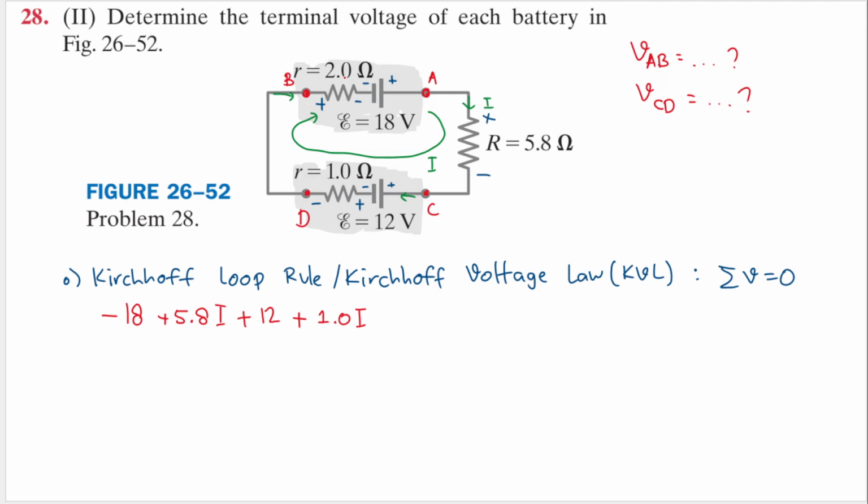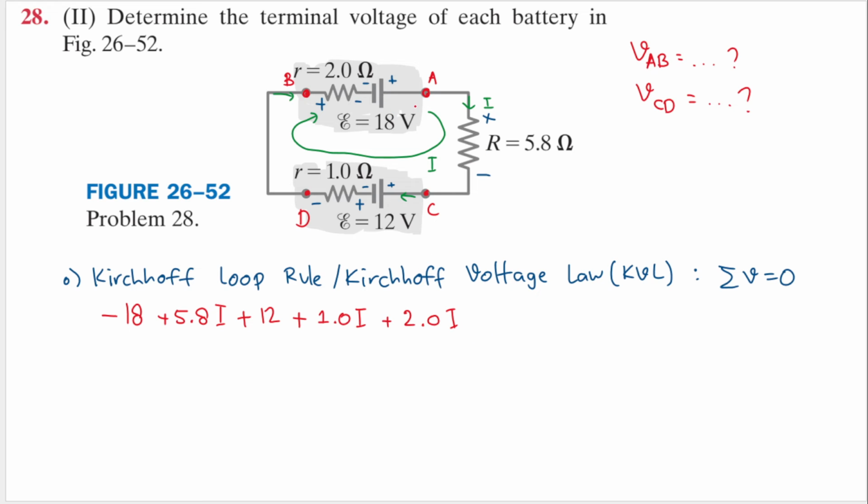I will have 2.0 ohm, so I will have plus 2.0. And this is resistance. Again, we need voltage, so we multiply it by the current. So I will have I here. And I think we got all the components, right?